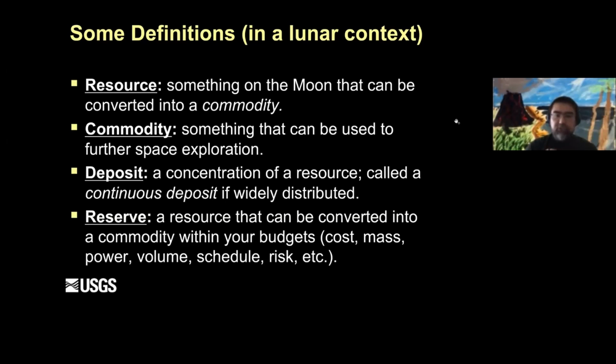So lunar resources are anything on the Moon that we can turn into a commodity. A commodity is something we can use in space, things like power, propellant, landing pads, etc. Someday people might pay for these commodities, but we didn't think we need to make that part of the definition at this point. Resources are found in deposits. If the deposits are widely distributed, like solar power or bulk regolith, we call it a continuous deposit.